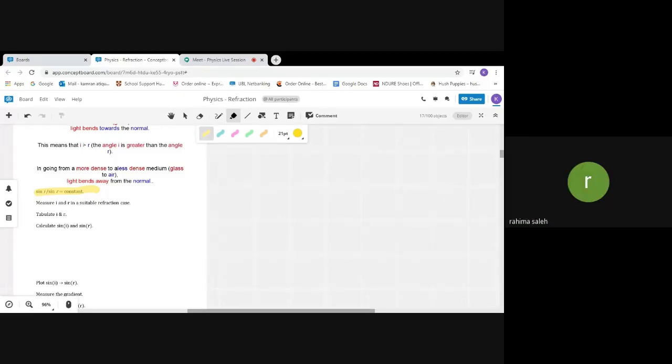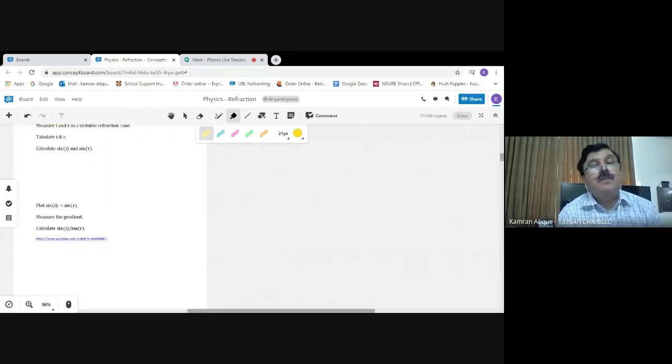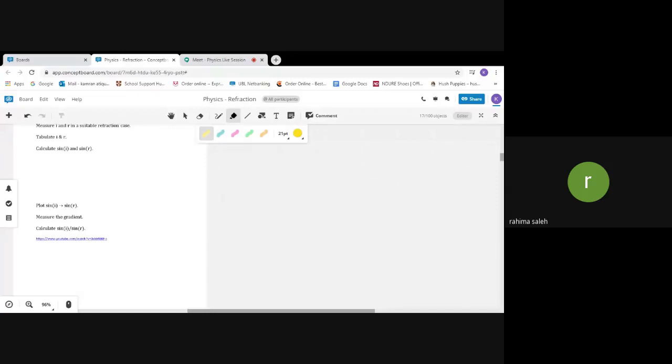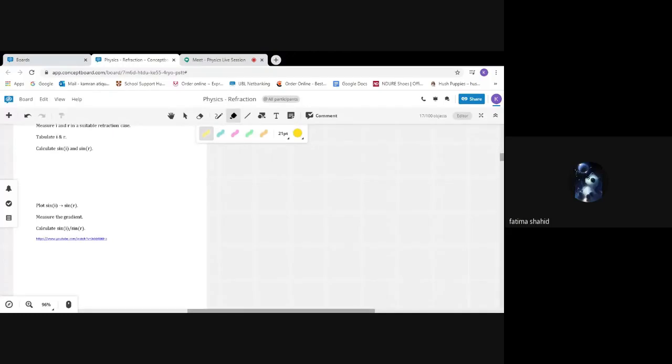Yes, sir. So if this ratio remains constant, it clearly means that sine of i and sine of r, both these two variables, are directly proportional to each other because the ratio remains constant. So if I'm going to plot a graph between sine of i and sine of r, this graph will always be a straight line passing through the origin.